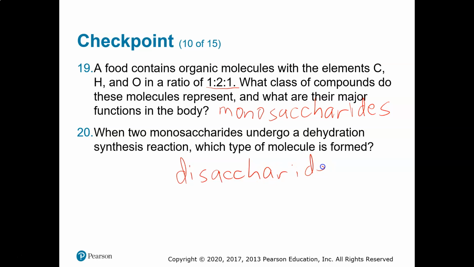Some other disaccharides besides sucrose are maltose, which is the sugar found in malt beverages like malt liquor. And also if you add malt to your milkshake, that's maltose sugar. Maltose is a disaccharide. And then another disaccharide is lactose, which is the sugar found in milk.